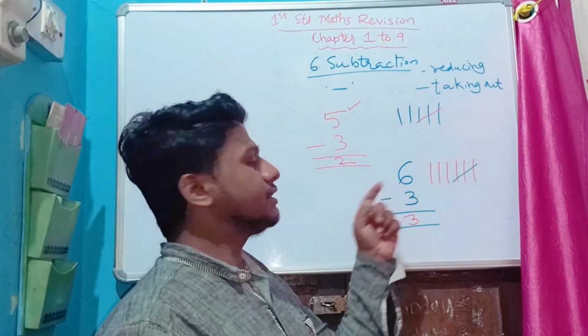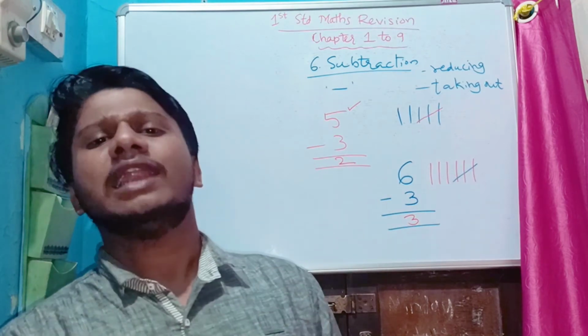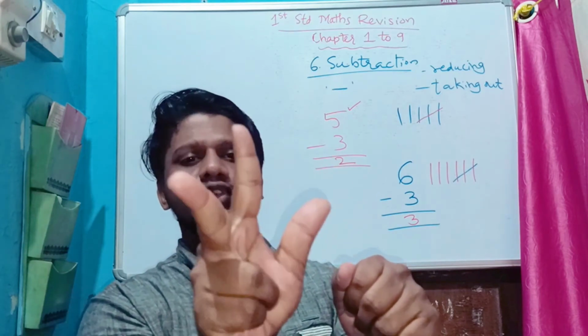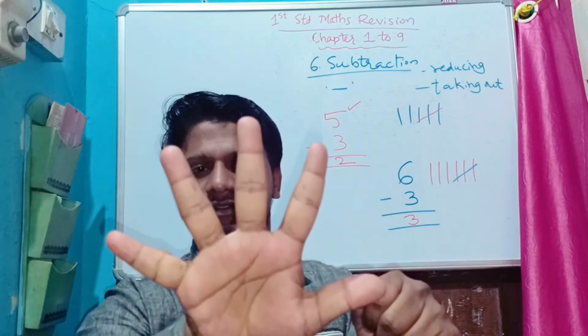Clear with this, kids? Now I will show you with the help of fingers. Okay. First is what? 6 is there, no? So let's take 6 fingers now. 1, 2, 3, 4, 5. Yes?